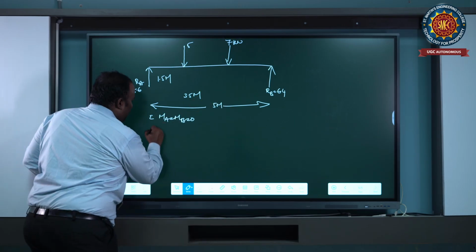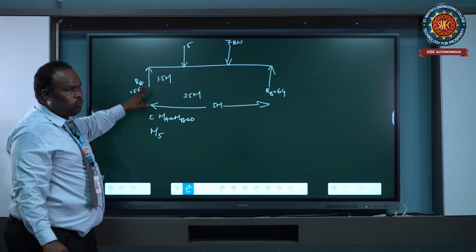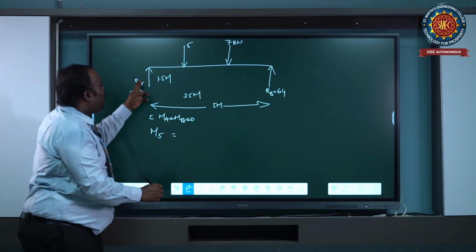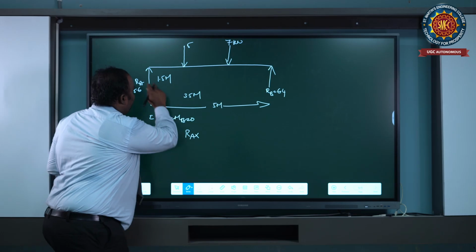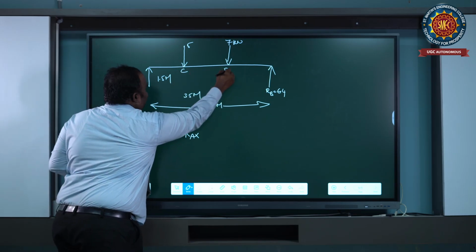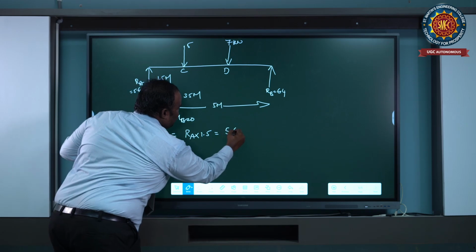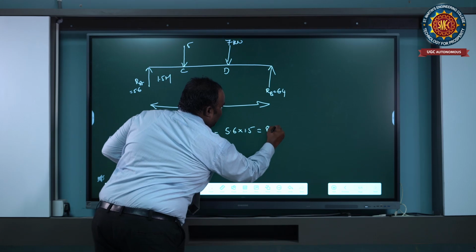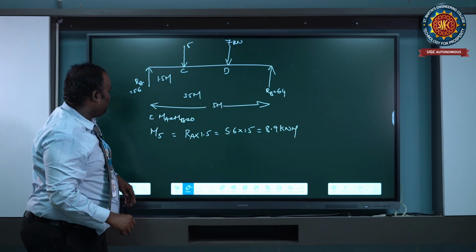Now the moment at the 5 kilonewton load, M5, equals RA into the distance from A to C, which is 1.5. That equals 5.6 into 1.5, which is 8.4 kilonewton meter, the units.